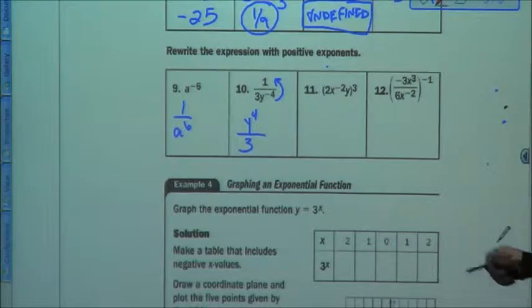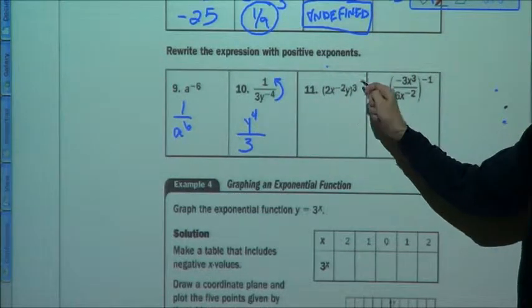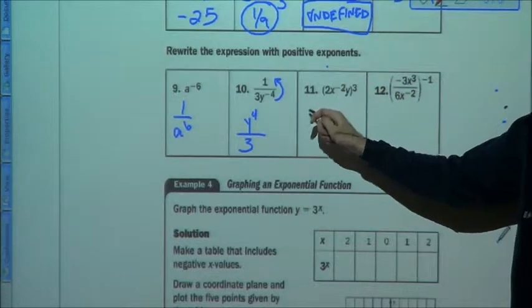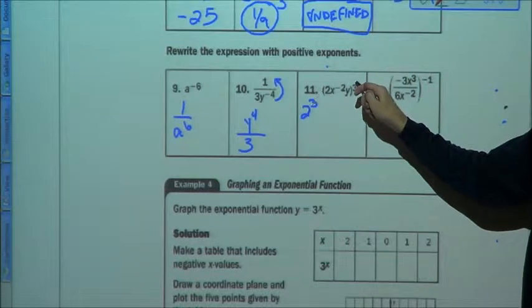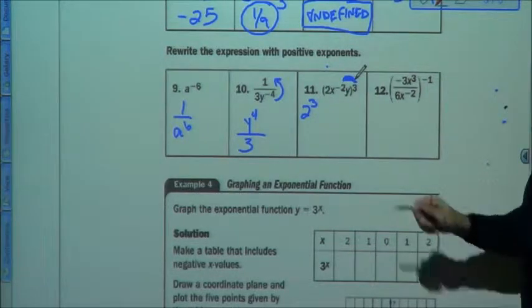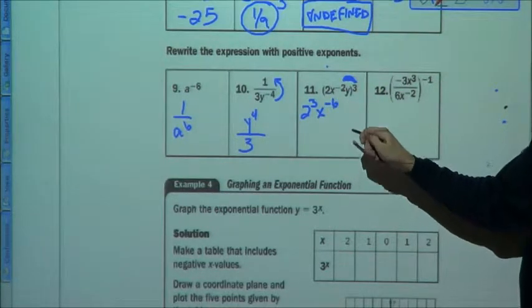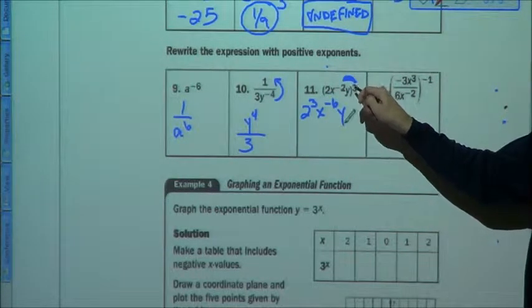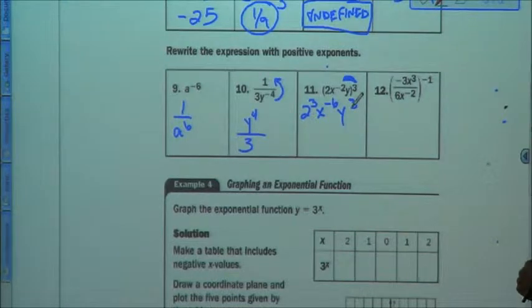On number 11, because of parentheses with the exponent on the outside, everything is going to be to the 3rd power. So it's going to be 2 to the 3rd power, and then x to the negative 2nd to the 3rd power. Now again, when you raise power to power, we multiply those. So negative 2 times positive 3 is negative 6. And the y, where it doesn't have an exponent, is to the 1st power. So y to the 1st to the 3rd is y to the 3rd. 1 times 3 is 3.